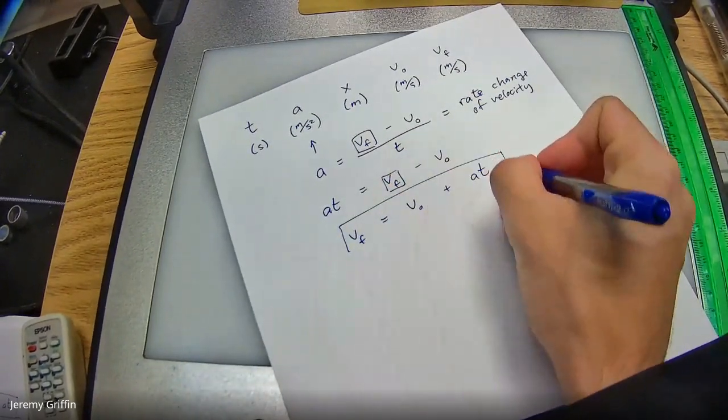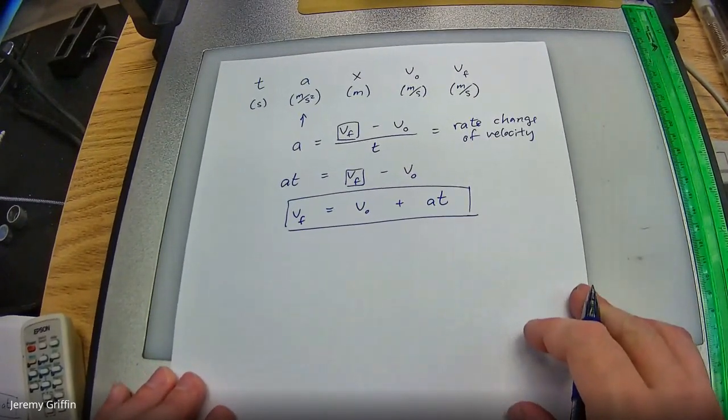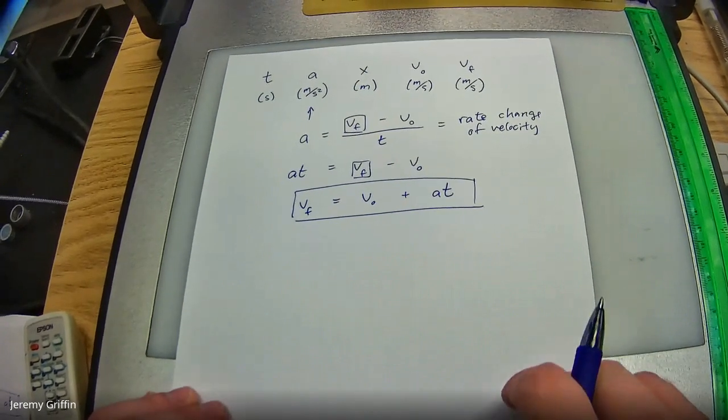Box this in. This is one of your three important kinematic formulas. And on the poster that's hanging in front of the room, it's this middle one right here. So final velocity is equal to the starting velocity plus a times t. You see that one? Okay. All right. Next idea.